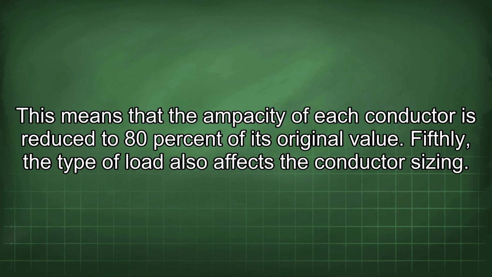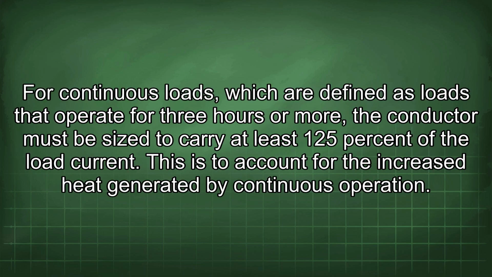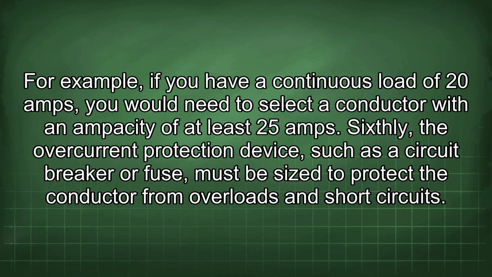Fifthly, the type of load also affects the conductor sizing. For continuous loads, which are defined as loads that operate for 3 hours or more, the conductor must be sized to carry at least 125% of the load current. This is to account for the increased heat generated by continuous operation. For example, if you have a continuous load of 20 amps, you would need to select a conductor with an ampacity of at least 25 amps.